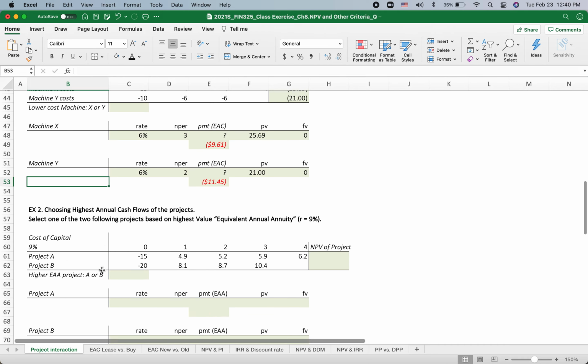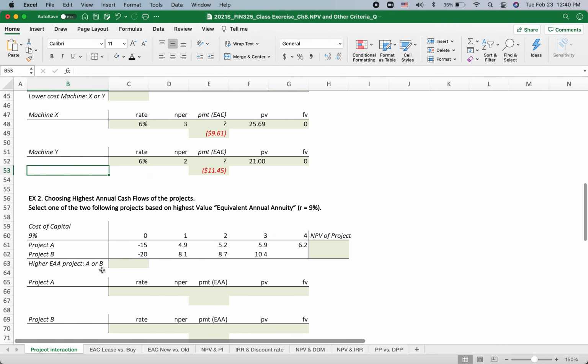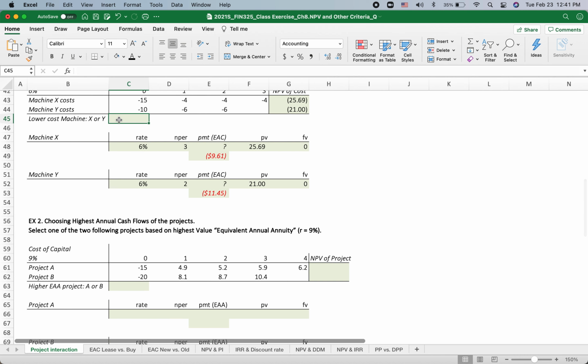Okay, then let's move on to exercise number 2, choosing highest annual cash flows of a project. Also, this project A and B have different lifetimes, so we need to calculate this. Oh, by the way, we put here machine X was the answer.